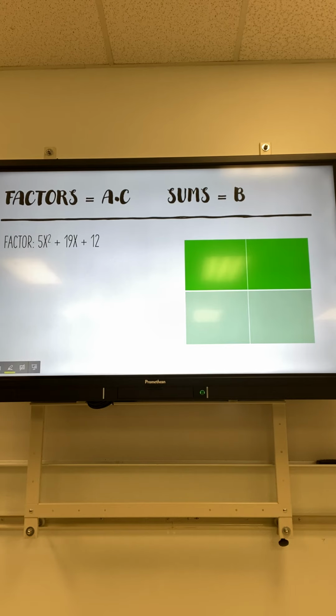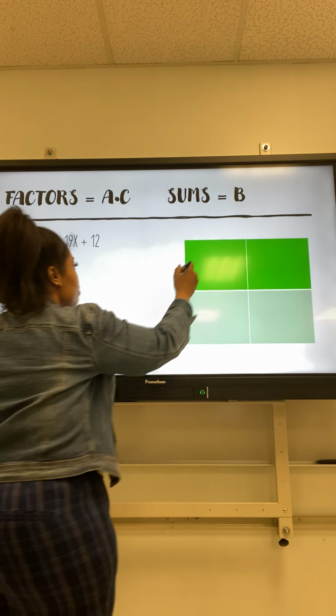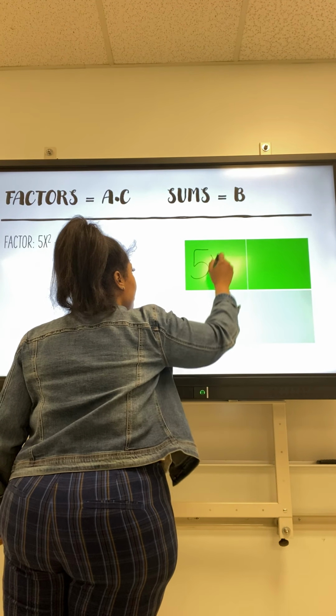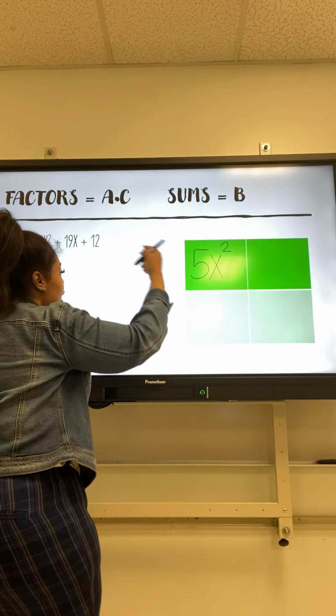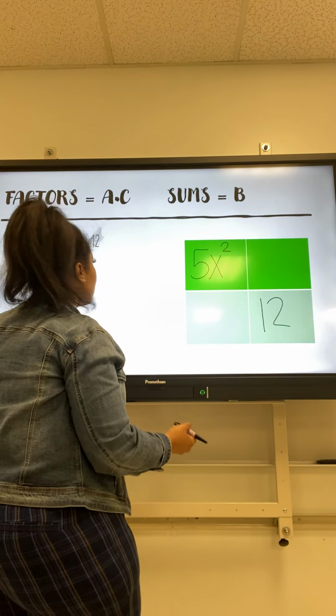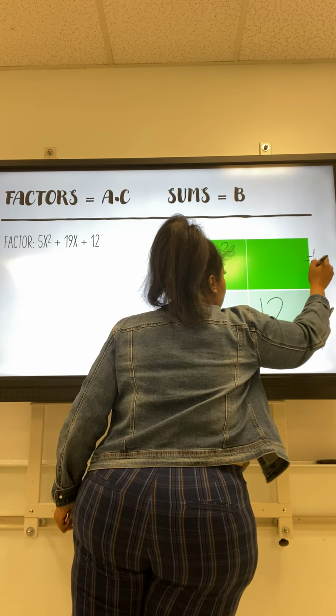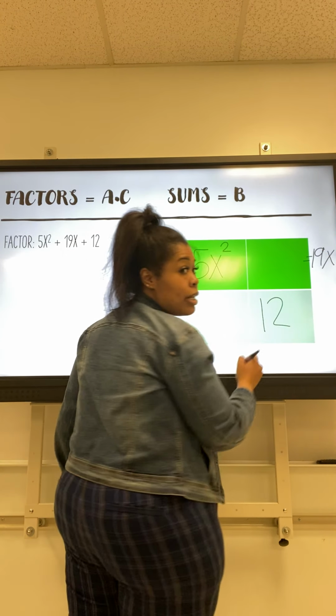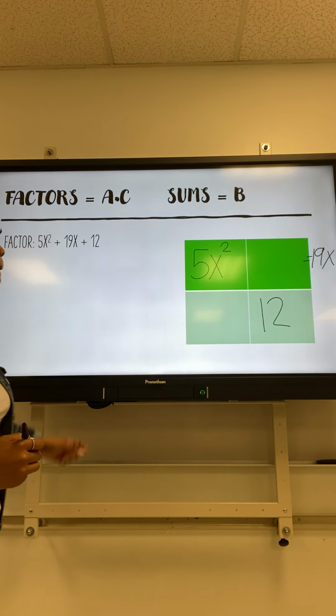Let's take a look at number 2. And this time I'm going to set up the box first. I find that sometimes it's helpful if I do that, so I'm going to do the order a little bit different here. And I'm going to set up my box first so that you can see it's just like we talked about last time. So in the first box, we will put 5x squared. In the last box, I'm going to put 12. And then remember that the middle box, we want it to equal the middle. So this is going to have to equal 19x, okay?